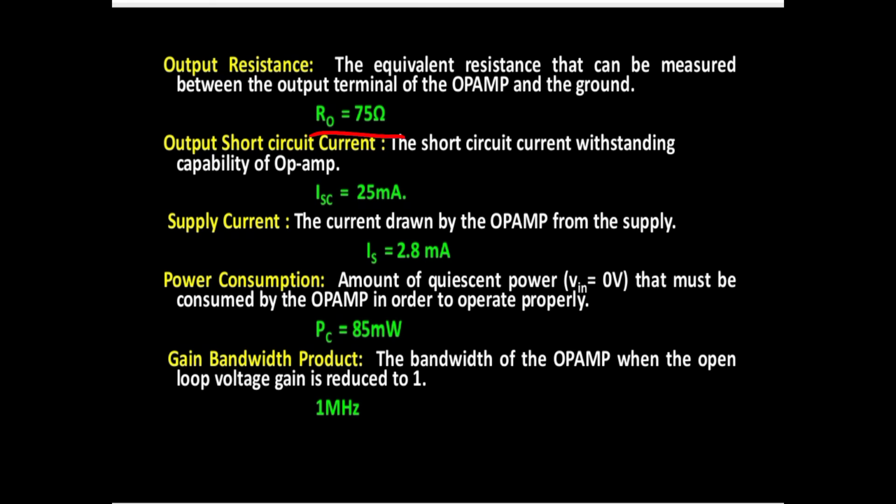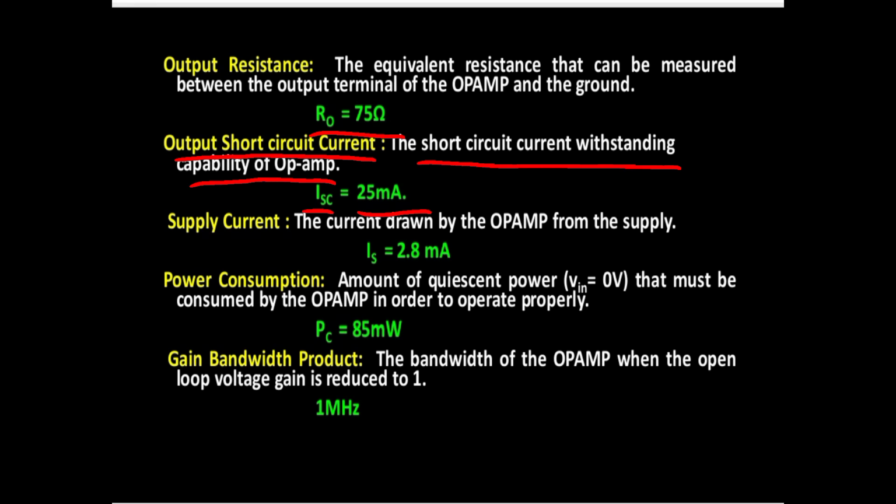Now coming to output short circuit current. What is output short circuit current? It is the short circuit current withstanding capability of the op amp. The withstanding capability of the op amp for short circuit current is known as output short circuit current, and it is denoted as ISC equal to 25 milliamperes.